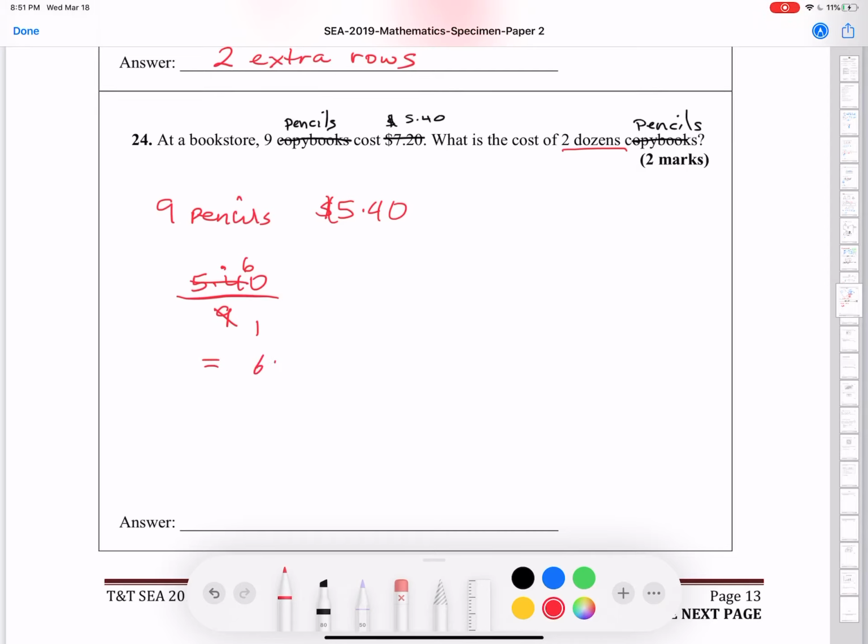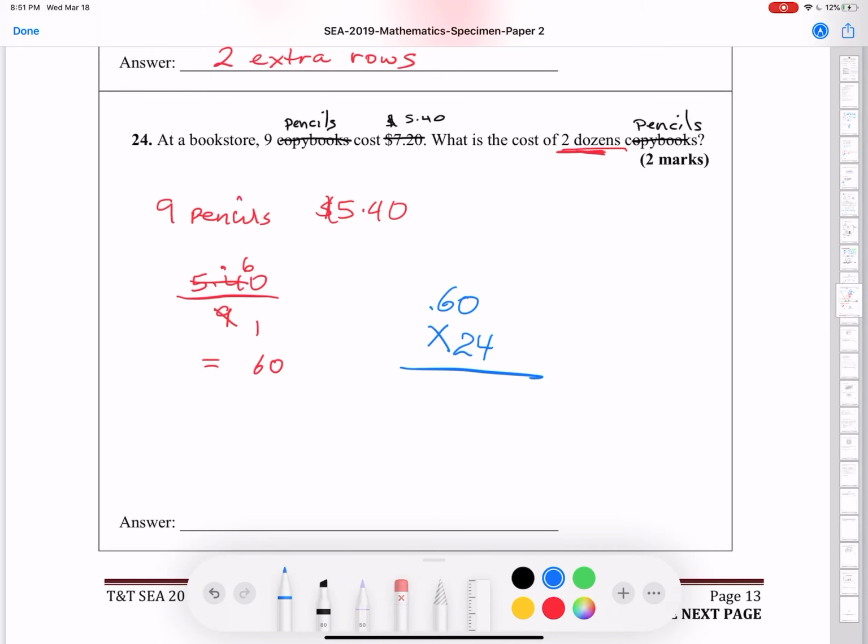If 60 cents for one pencil, how much are you going to pay for 2 dozens? 2 dozens is 24. 12 and 12, 24. So 60 cents times 24.